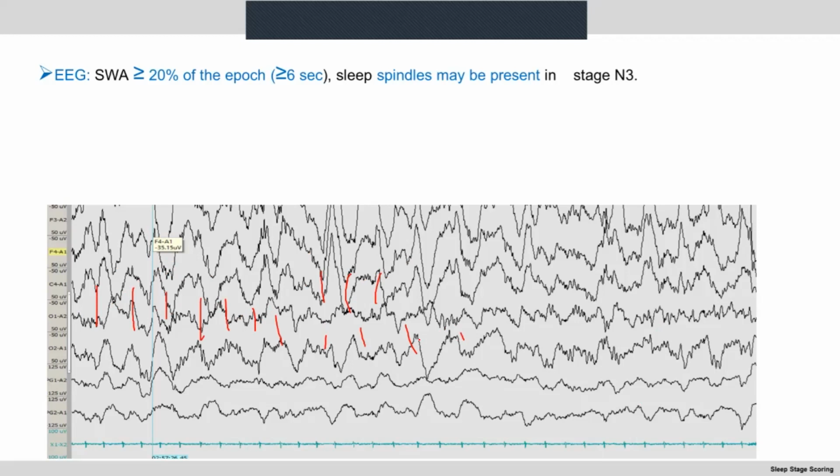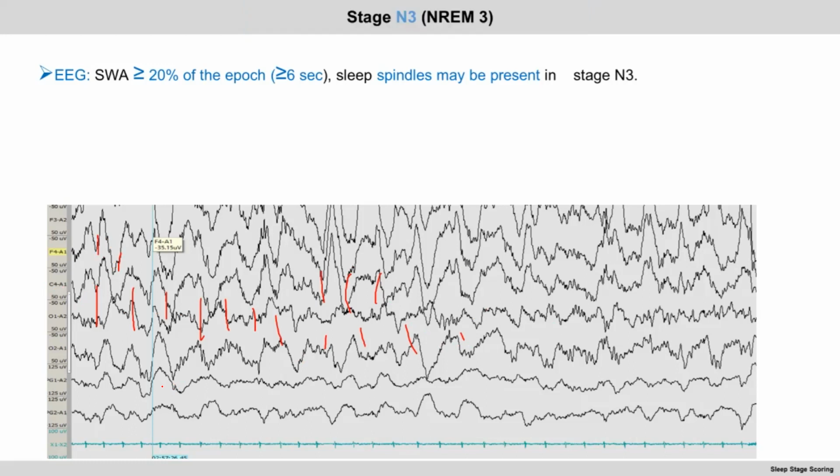If we see only 1 hertz, or 1.5, this is called slow wave activity. If you measure this cycle, starting from here to here, this is 1 hertz. So when EEG activity of 0.5 to 2 hertz is there and it covers 20% of the epoch, that stage is characterized as N3. Here it is covering most of the epoch, the full epoch is slow wave activity, but at least 20% of the epoch, or 6 seconds, is needed.